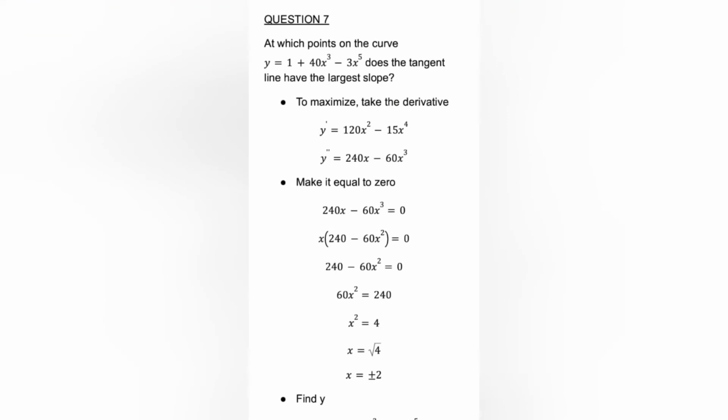For question 7, at which points on the curve y equal to 1 plus 40x to the power of 3 minus 3x to the power of 5 does the tangent line have the largest slope? Firstly, we have to maximize and take the derivative. y prime is 120x to the power of 2 minus 15x to the power of 4. And then we differentiate again, we got 240x minus 60x to the power of 3.